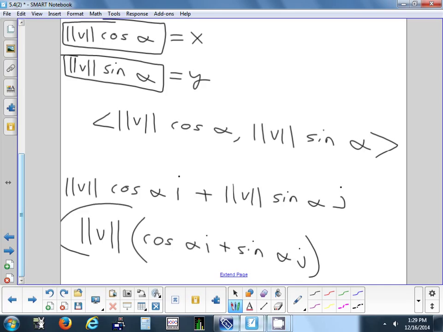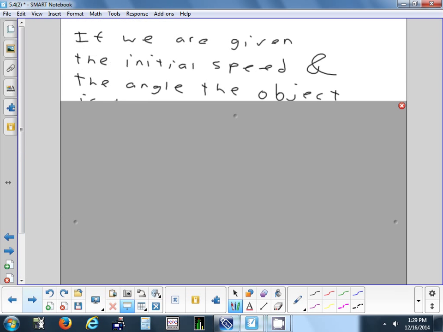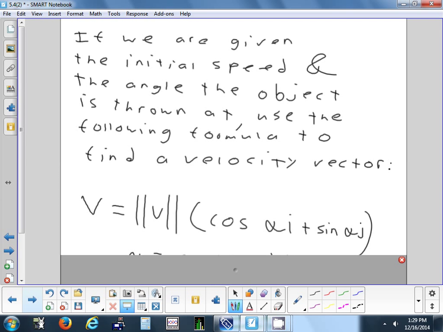And this is the formula for a velocity vector. They'll give us the speed we throw it at. That's the magnitude of your vector. And they'll give you the angle you're throwing it at. We basically just have to fill in that formula. So that's the same thing you just had on the other page.